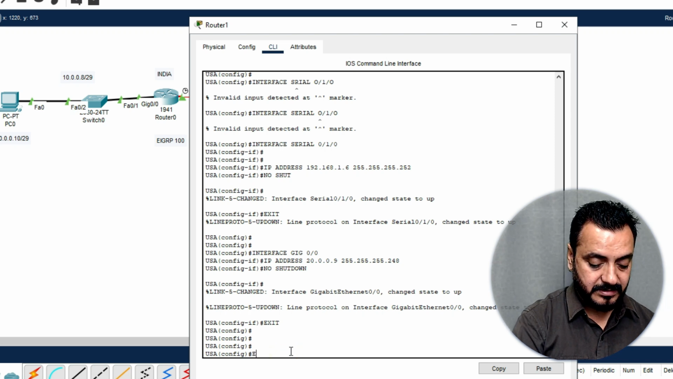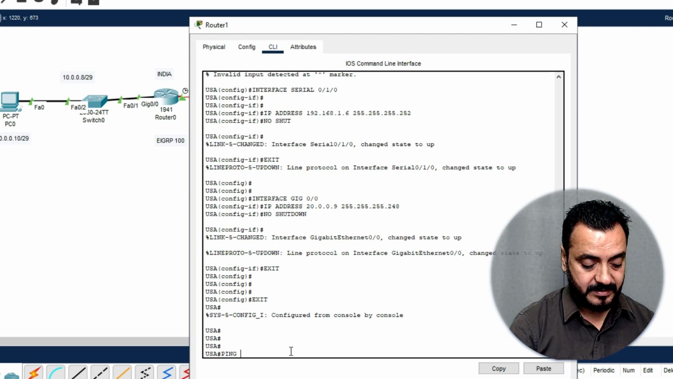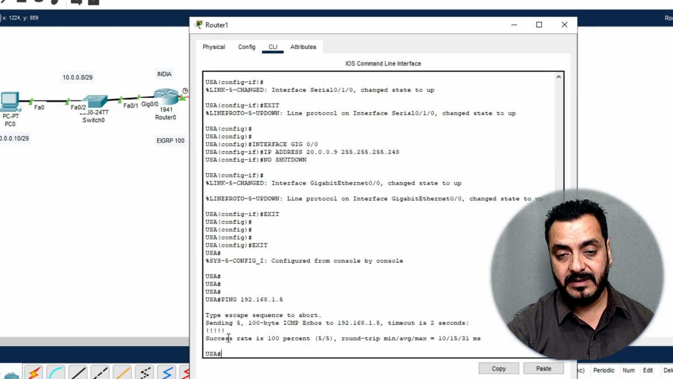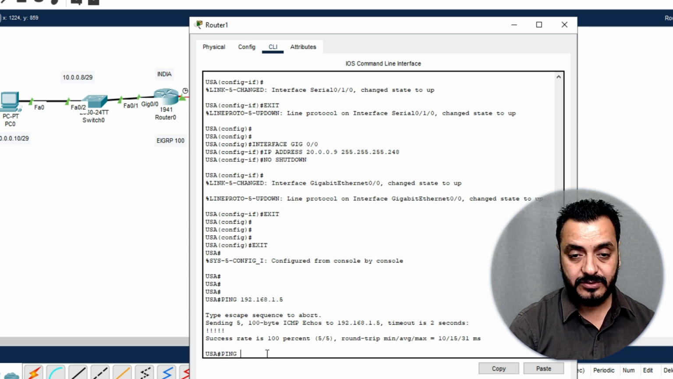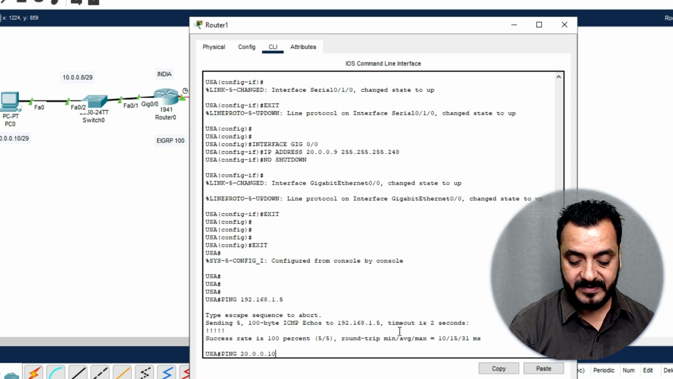We can also check the directly connected device connectivity with the help of ping. So from this router, we can ping our first router, 192.168.1.5. Press enter. You can see the ICMP result. 5 packets sent, 5 received, success rate is 100%. The ICMP message is successful. We have full exclamation signs. Exclamation sign means a successful ICMP message. And we can also check the connectivity with its LAN end device, that is 20.0.0.10. Press enter.